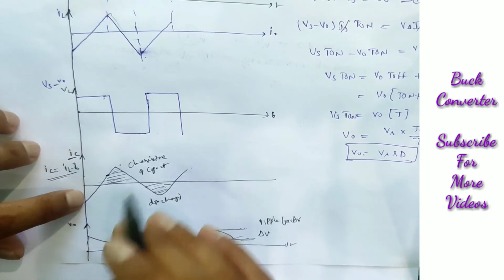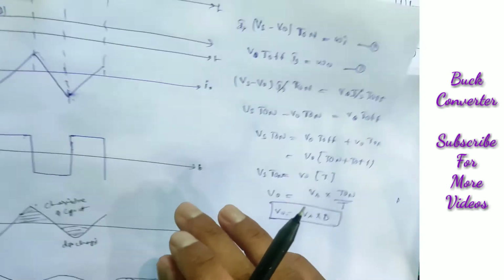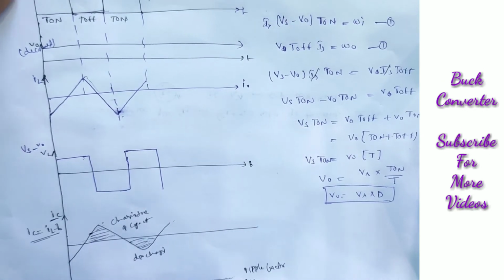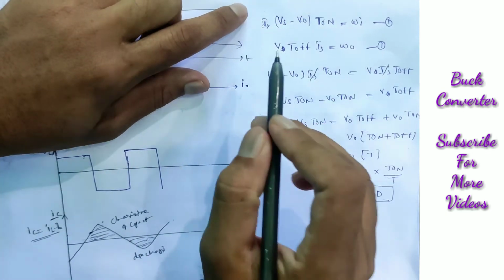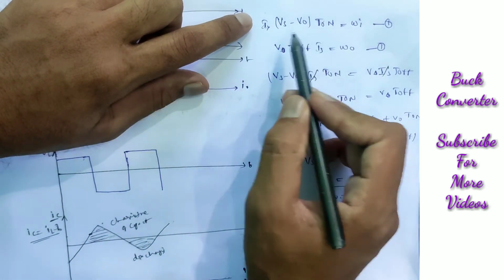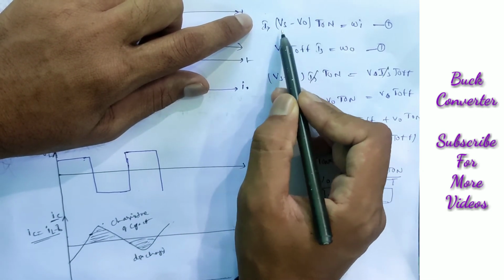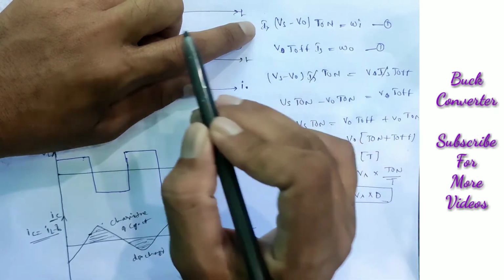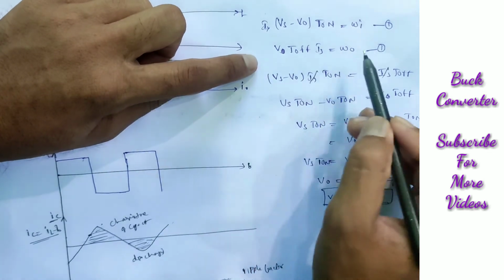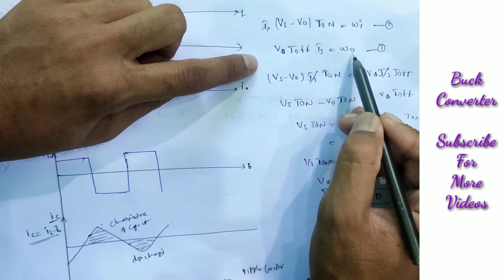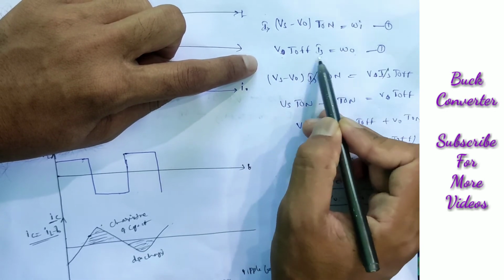Then derive the expression for the output voltage. Actually the output voltage expression is similar to the step down chopper itself. Then coming to when the switch is in on condition, the energy is equal to Vs minus V0 into Is into T on. V into I into time equals energy. Then when the switch is in off condition, W0 equals V0 into Is into T off.